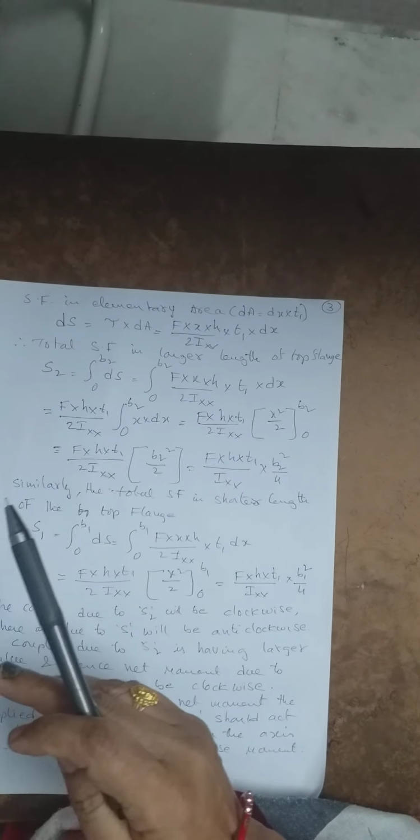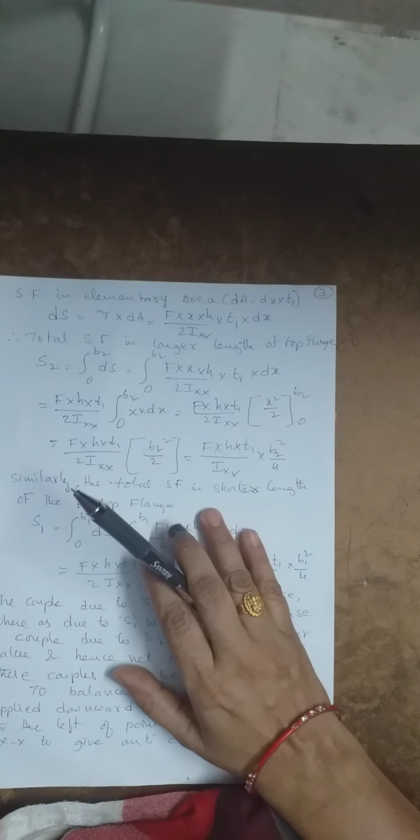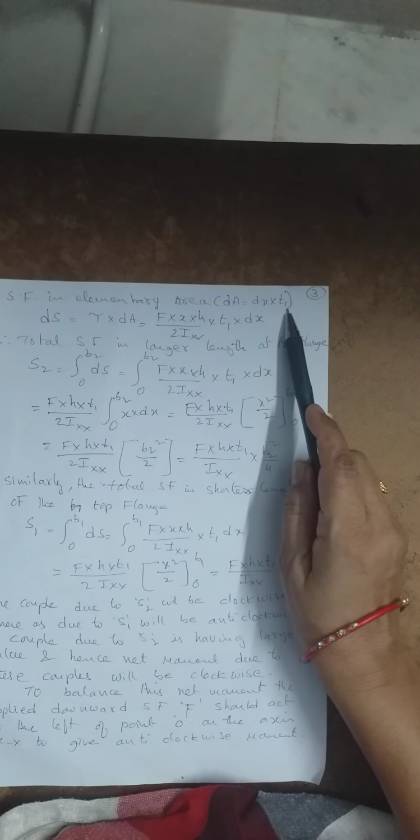If you want to find out the shear force acting over this shaded area, we will calculate dS. dA is equal to dx into t1, where t1 is the thickness of the section, so that is the area, width and thickness. So dS is equal to tau into dA.